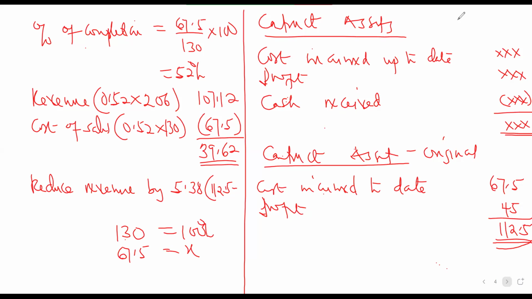So you can do the multiplication and see. So 130 is equal to 100%. 67.5 will be equal to what? I'm sure you're getting the same thing. Yes, sir. Okay. Thank you. All right.